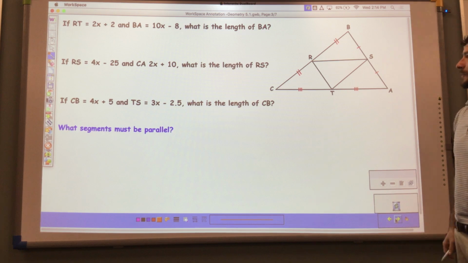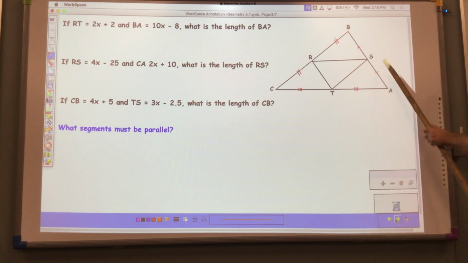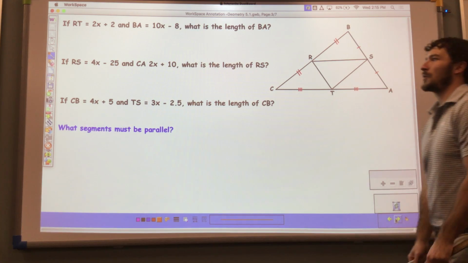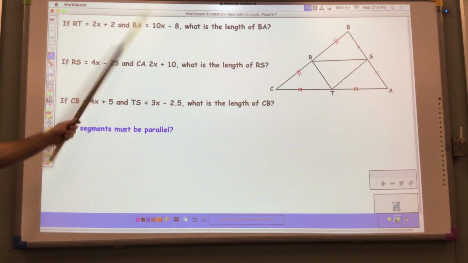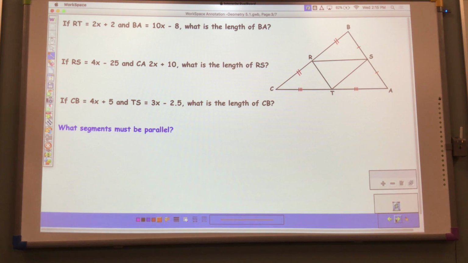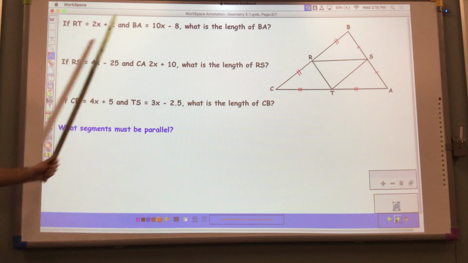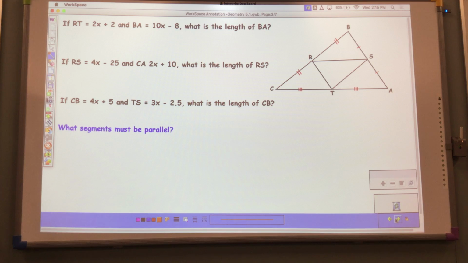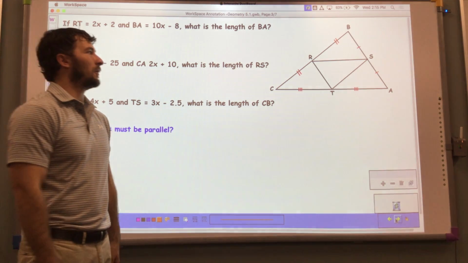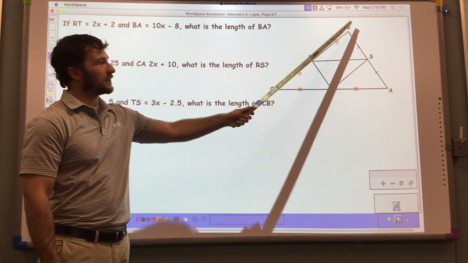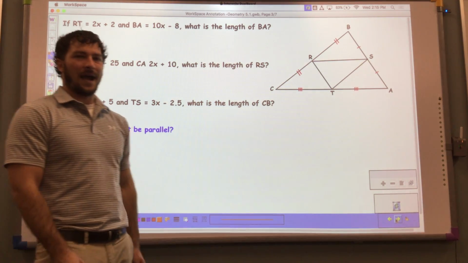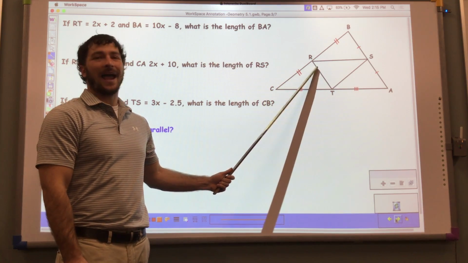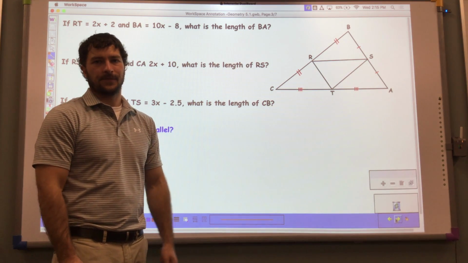So here are some examples. We have a triangle, and again, three different mid-segments. First problem says that the length of RT is 2x plus 2, and BA is 10x minus 8. What is the length of BA? Well, first of all, RT and BA. The temptation a lot of times in geometry is just to set them equal. RT is here, BA is here. So you're going to want to set them equal? No. Which one is half? Well, RT is half of BA.